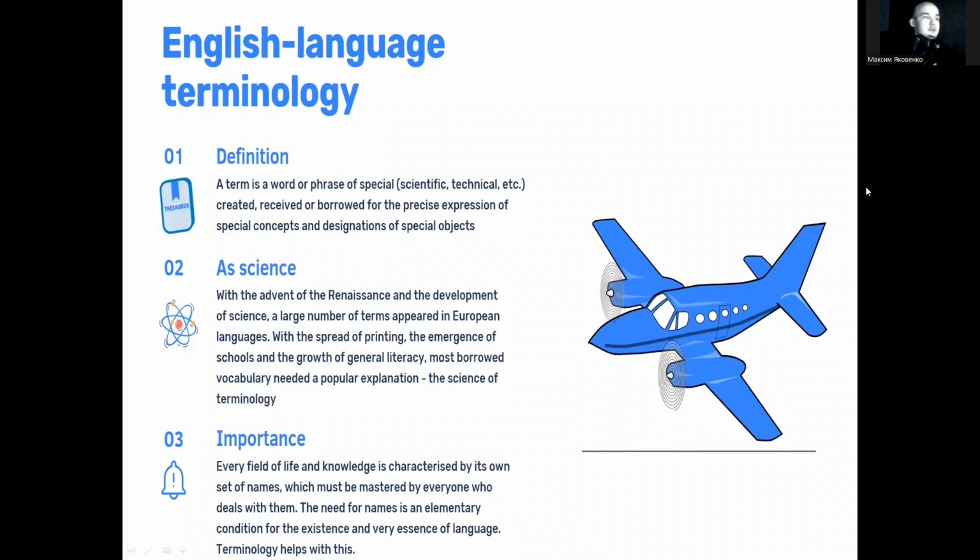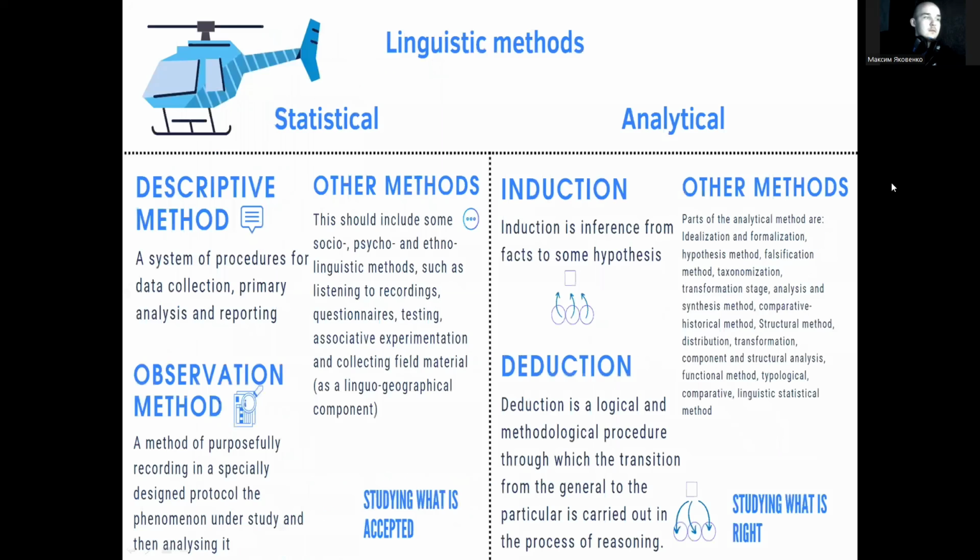Every scientific discovery needs a name as a means of expressing a logical representation of the concept. Every field of life and knowledge is characterized by its own set of names which must be mastered by everyone who deals with them. The need for names is an elementary condition for the existence and the very essence of language. For this purpose, terms are created.